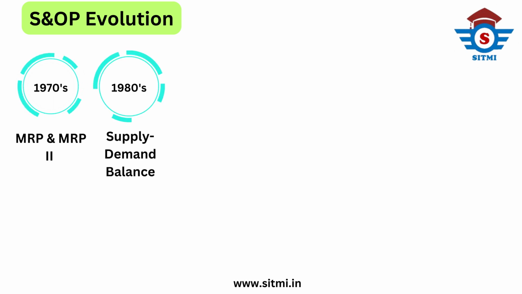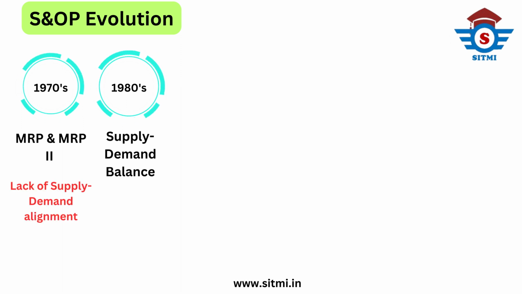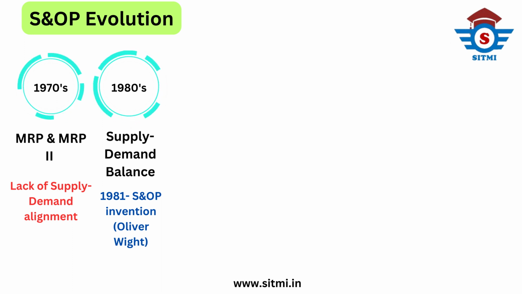Now in the early 80s, there was an understanding that it was more about planning for the production, but there was no balance between demand and supply. So in that period, demand planning was not done in a structured way. There was no integration with the sales and marketing team, or with the end customers, and that's why in the early 80s the sales and operations planning process was invented by Oliver White, which was majorly focusing on demand and supply balance by creating a proper demand planning process.